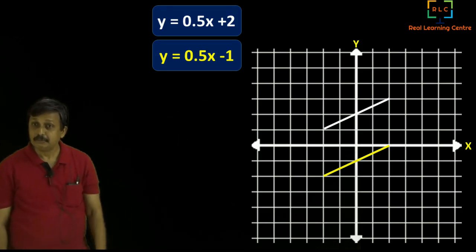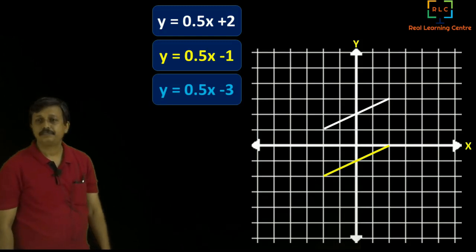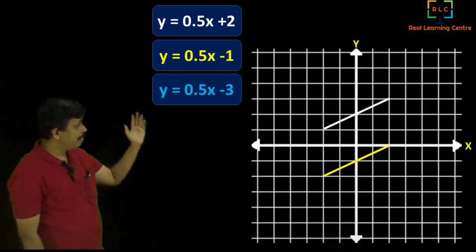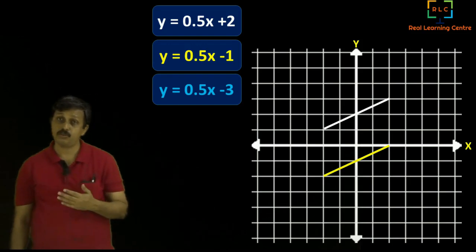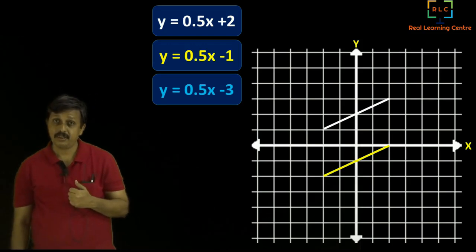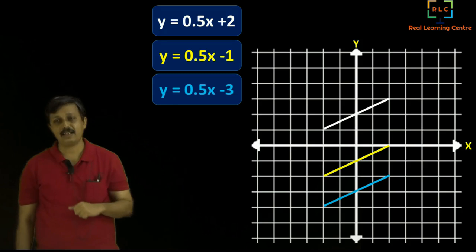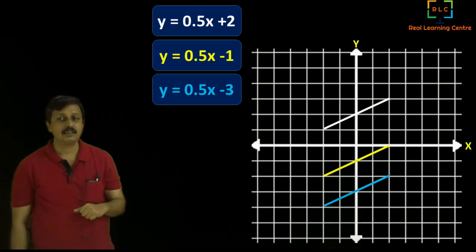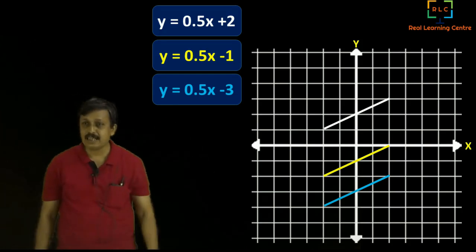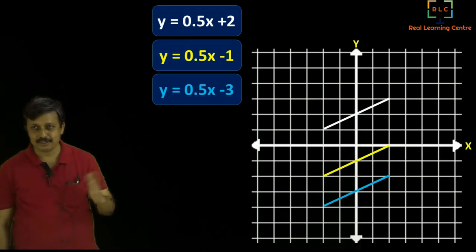This line, you can see, is parallel to this line, similar, but it's slightly above. Similarly, if you take, for example, y = 0.5x - 3, how does it look if you plot it? It also looks parallel to this and down there. There is some relationship between these lines.